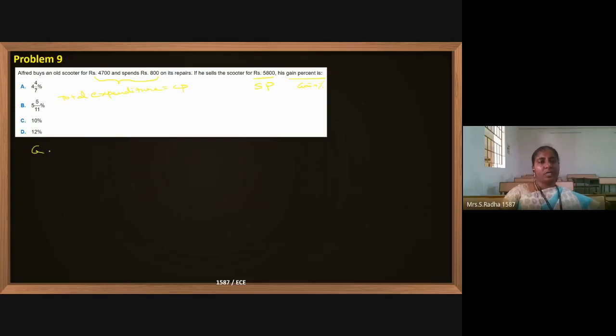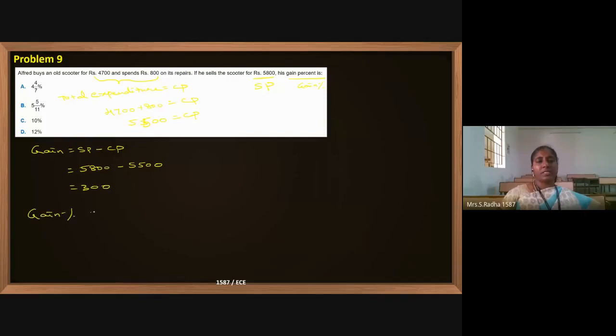Gain is nothing but selling price minus cost price. Here cost price is nothing but 4,700 plus 800, which is 5,500. 5,500 is the cost price. Selling price is 5,800, cost price is 5,500. So the gain will be 300 rupees.